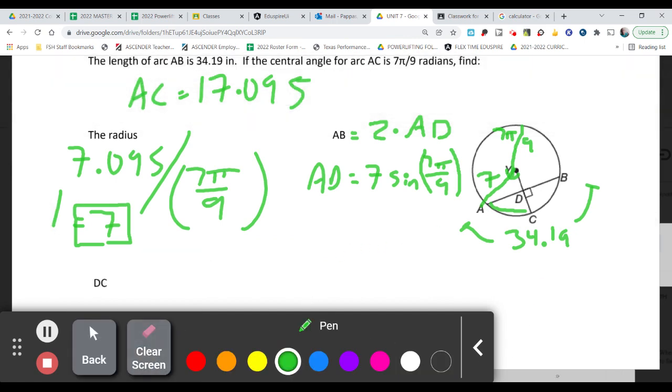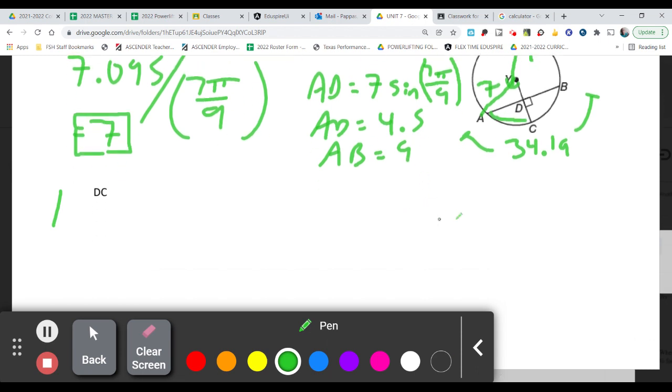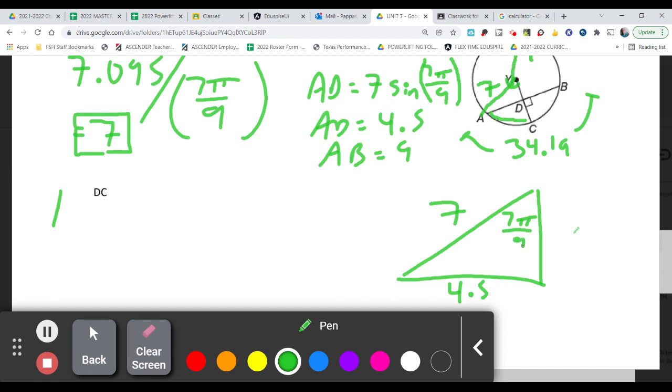All right. So AD is going to be about 4.5, making AB 9. All right. So coming into our triangle, which I'm going to draw right down here, my radius is 7. This thing is 4.5, and again, my angle is 7 pi over 9. We got to find DC, which is this bottom little piece right here. And we know that DC is really going to be the radius, which is 7, and we got to subtract YD.